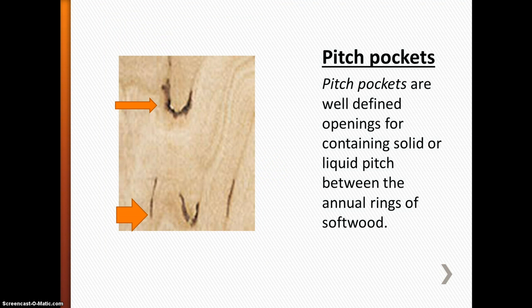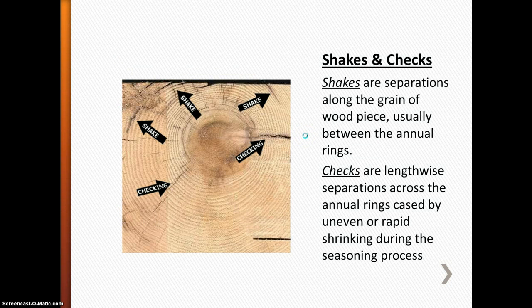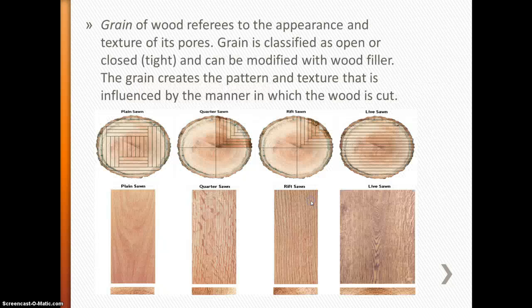Other things we see in wood are called pitch pockets. They're those little openings between the annual rings of softwoods that contain solid liquid, this sap, if you will, that they'll collect. Other things we see in wood are called shakes and checks. Shakes are the separation along the grain, between the annual circles, where it's quite literally starting to separate between the concentric circles. And checks, quite literally, are splits across the rings. This usually happens during the seasoning process, during the shrinking.